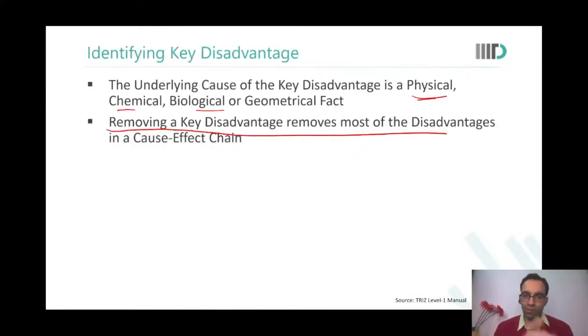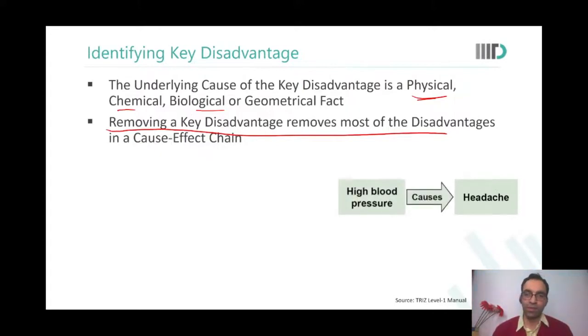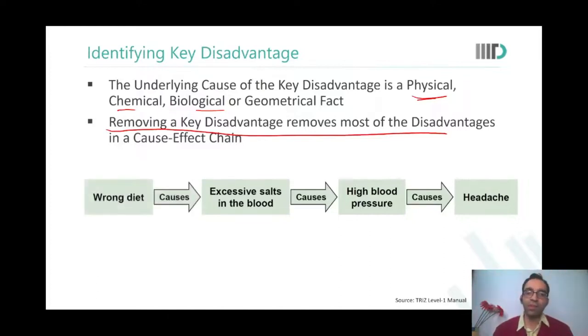Okay, so now let's look at one example also. Let us say someone is having a headache. So this is not an engineering system. We're not talking about you. So you ask why? Oh, because of high blood pressure. This person has high blood pressure. That is where the headache is happening. Oh, why is this person having high blood pressure? Because this person is taking excessive salts. Oh, why so much salt? Because of wrong diet.